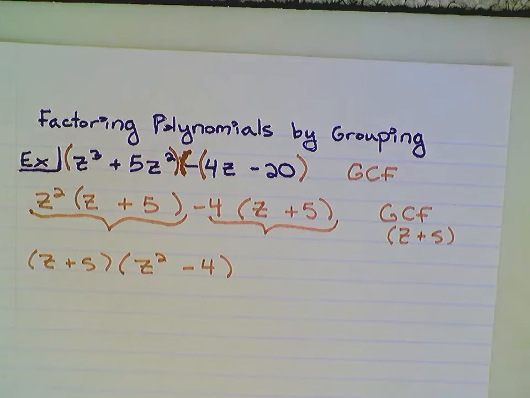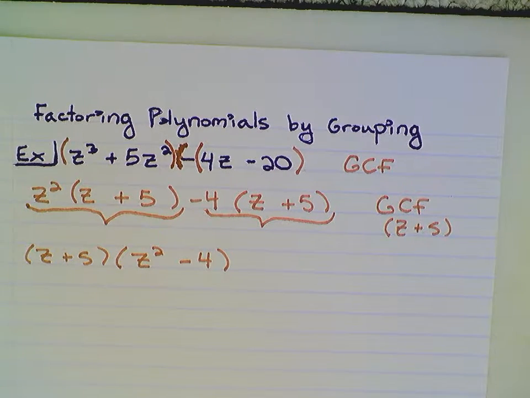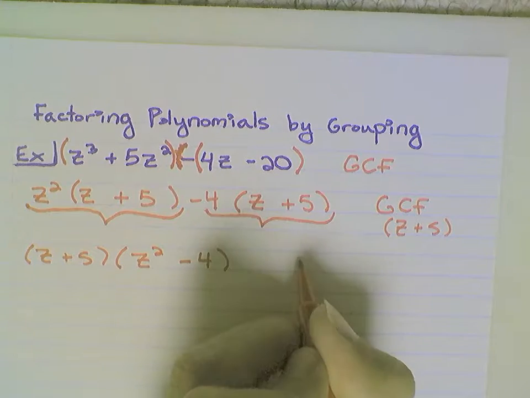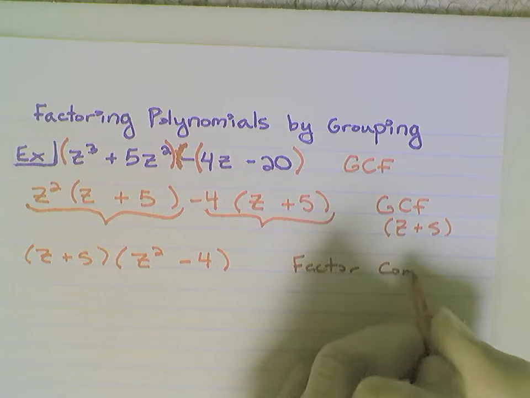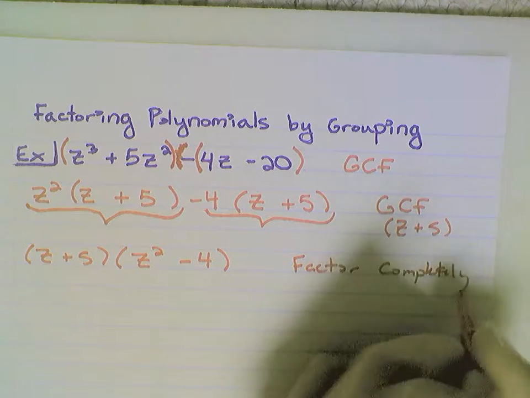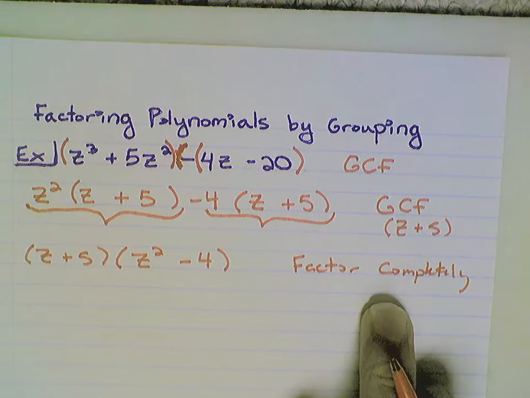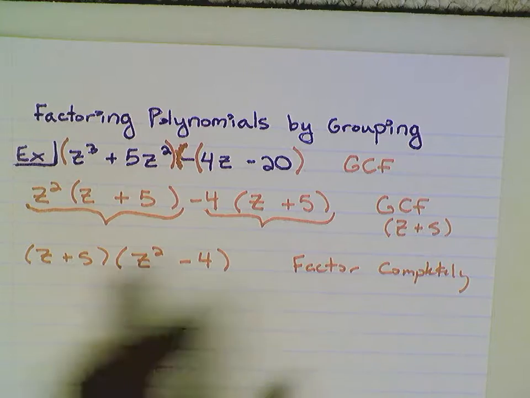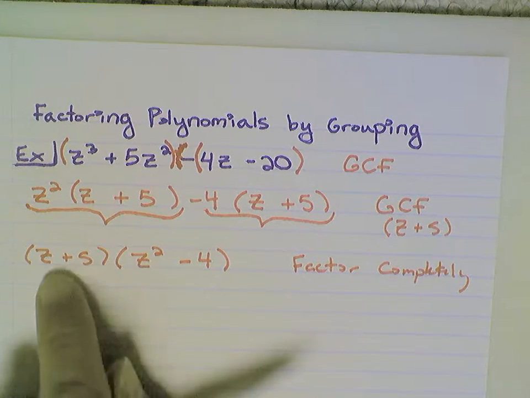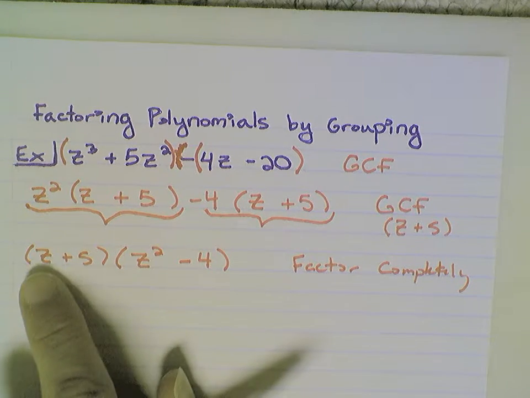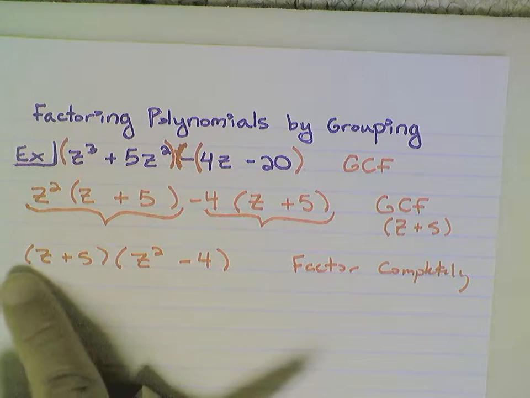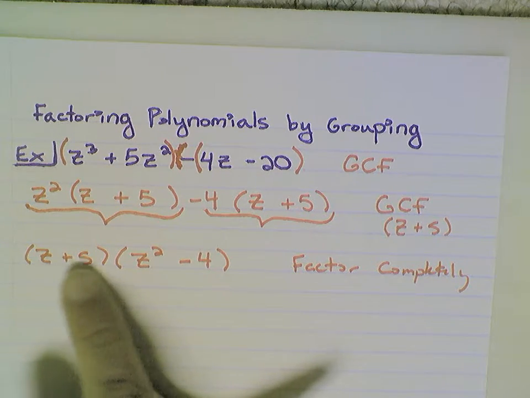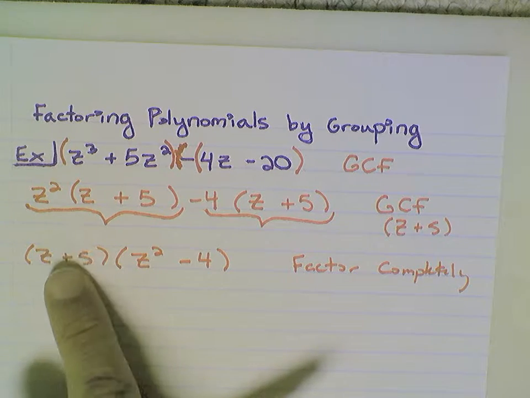Now, some problems will ask you to factor completely. And what factoring completely means is that you have to keep factoring until there's nothing else you can factor. So for instance, if I look at this first term, or this first grouping, z plus 5, there's no more factoring that I can do to this parentheses, so I'm done with it.